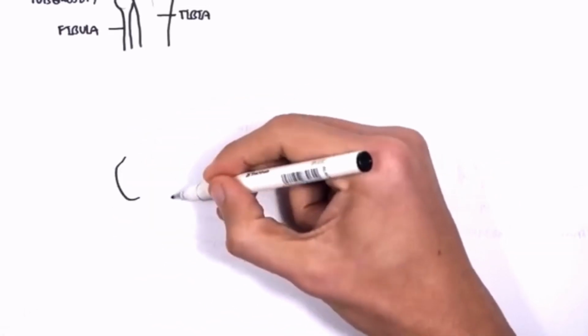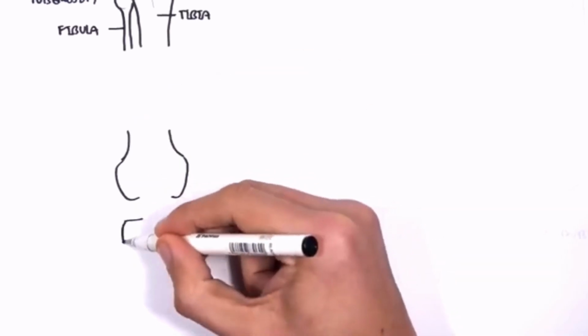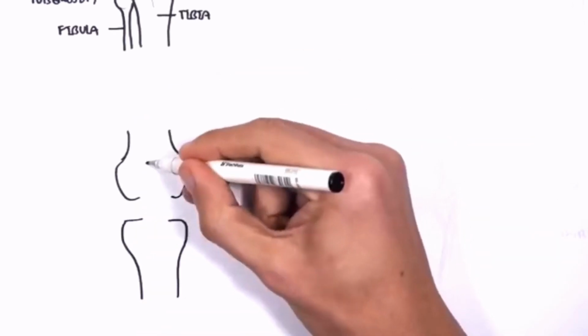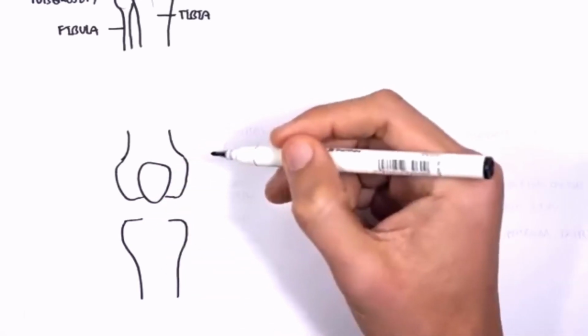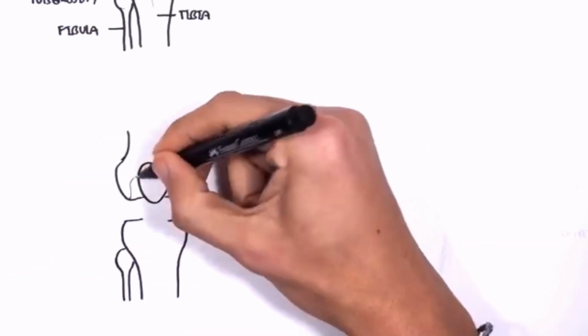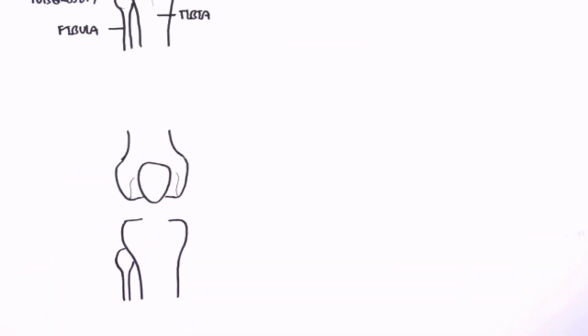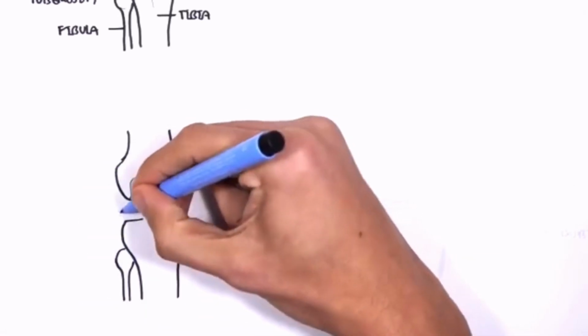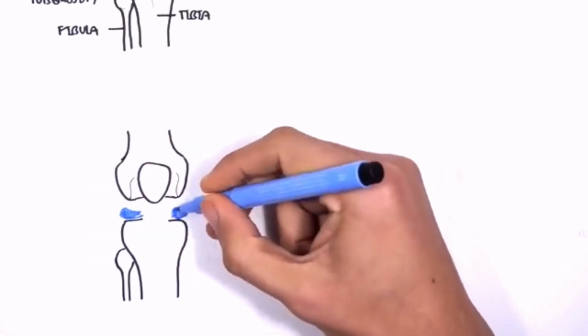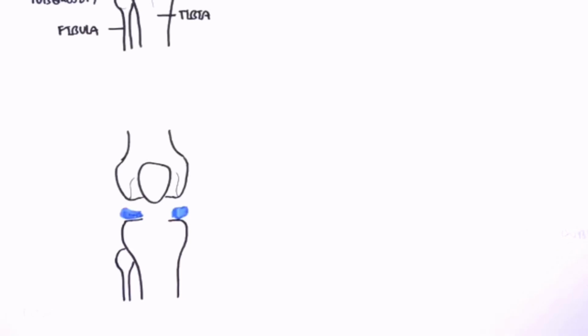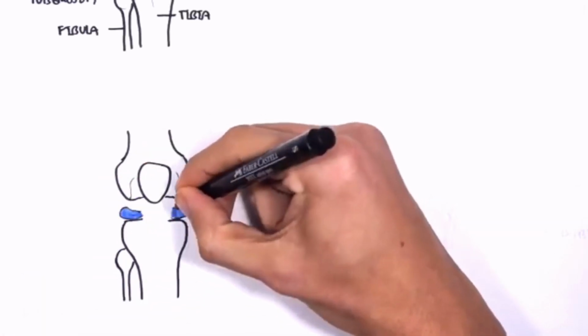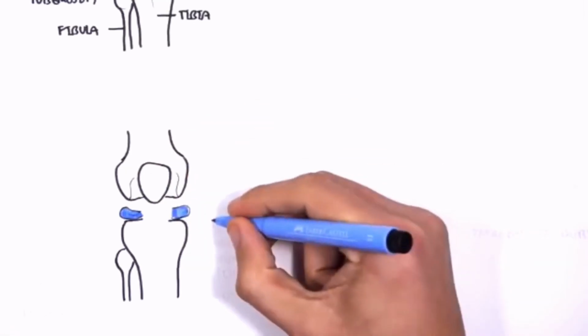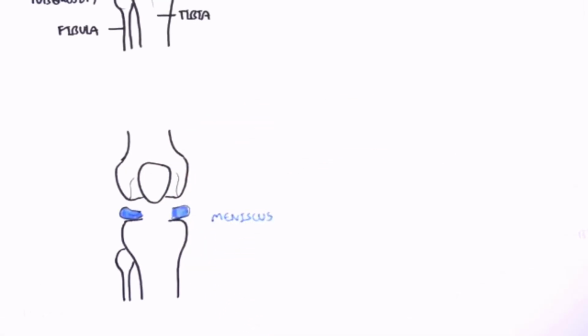Let's look at the same view of the right knee, so anterior view, but let's introduce some more structures. The knee joint is special because between the joints are fibrocartilaginous structures called menisci. There is a medial and lateral meniscus. These menisci are basically shock absorbers and help stabilize the joint. They also have a role in distribution of the synovial fluid.